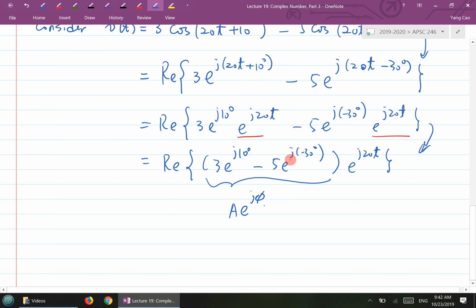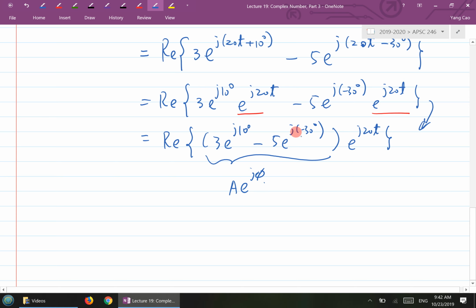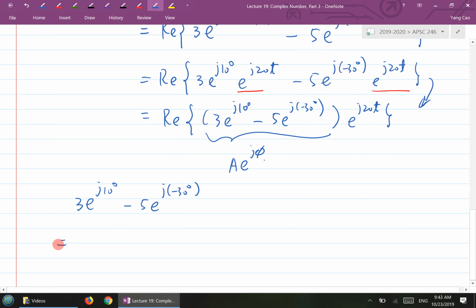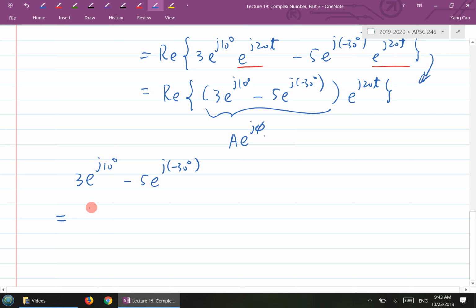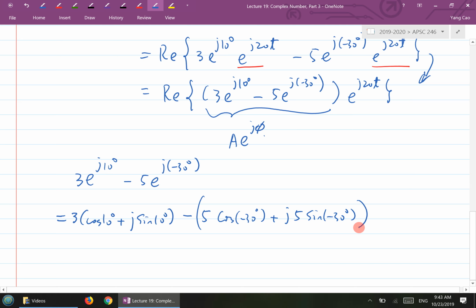Okay? That's the point. So let's calculate this here. I'm going to use a separate line to deal with this bracket. So the first one is 3 e to the j 10 degrees minus 5 e to the j negative 30 degrees. Okay, so this is the term. What does this term give us? Just remember, this is essentially a complex number minus another complex number, which should give you back a complex number. This is 3 times what? Cosine 10 degrees plus j sine 10 degrees. That's the first term. And the second term is 5 times cosine negative 30 plus j 5 times sine negative 30, using Euler's formula to write back the complex number.